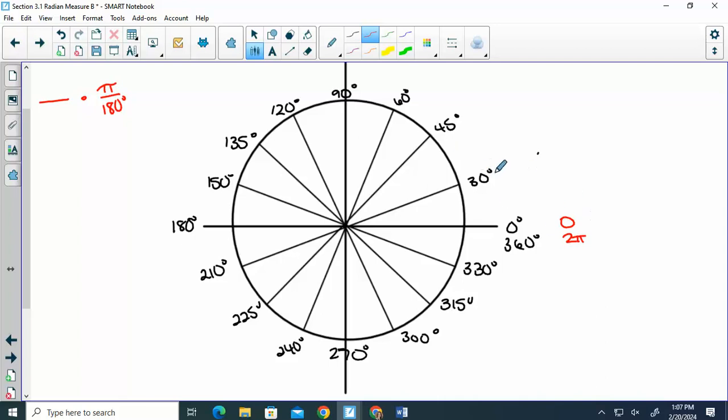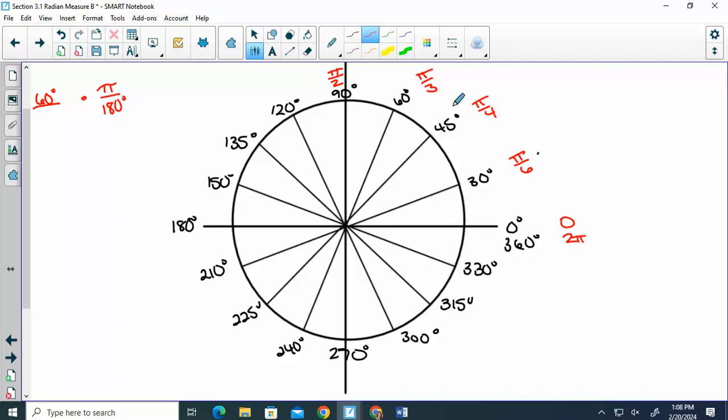30 degrees. If I take 30 times pi over 180, pi over 6. 45 degrees. If I do 45 times pi over 180, pi over 4. If I do 60 times pi over 180, pi over 3. Does everyone know where we're getting these? 60 divided by 180. All the numbers divided, and then I slap that pi on there. 90 times pi over 180, pi over 2.